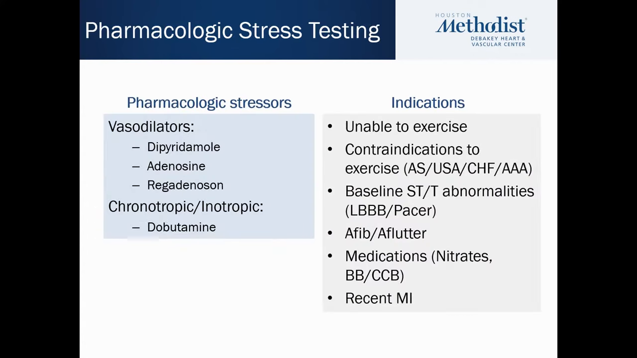So in those patients who you may not be able to exercise because of the contraindications I mentioned, or maybe their EKG is uninterpretable because of baseline ST-T changes, they may be in an arrhythmia, or they may be on anti-ischemic medicines, these are patients we would then consider for pharmacological testing. And these are two different types here. We've got the vasodilators, of which the vast majority of the time we are using regadenoson. And then you have the inotropic, chronotropic agents, which is dobutamine, again, very rarely used nowadays.